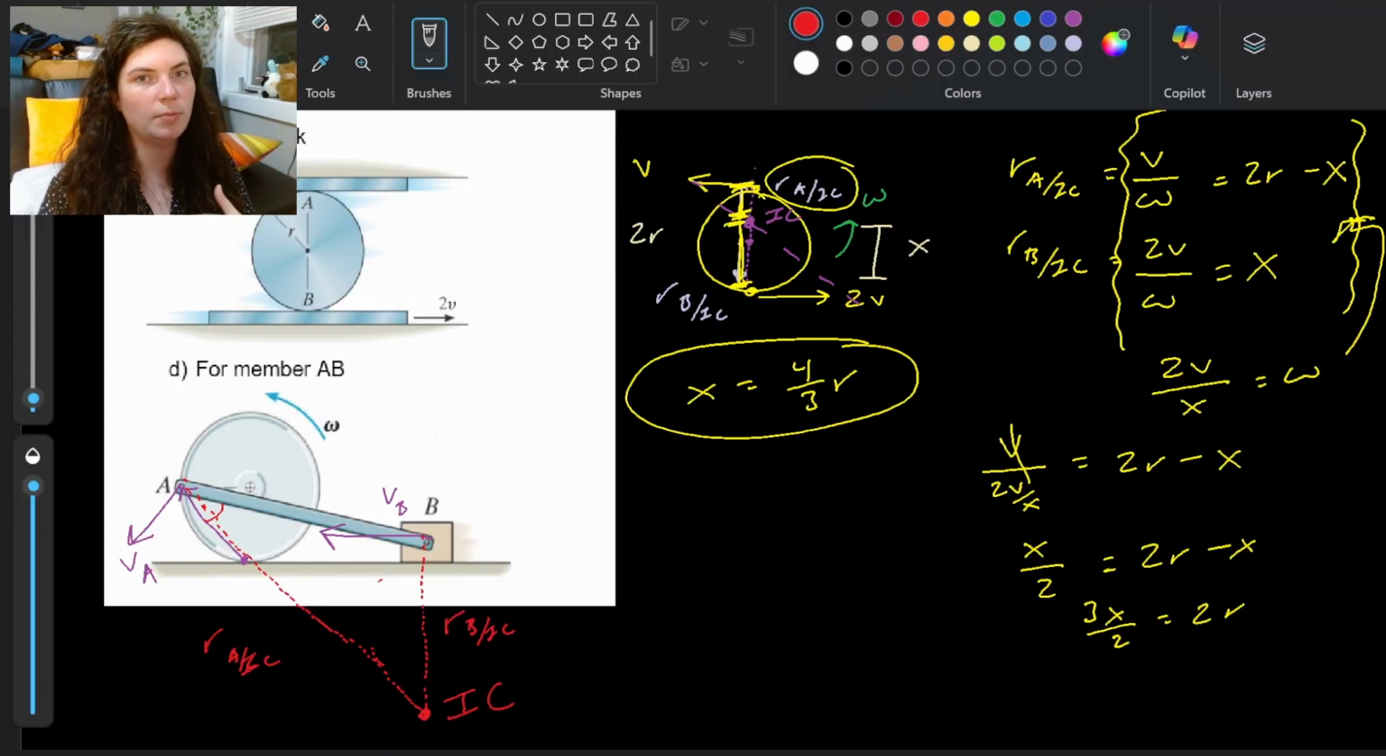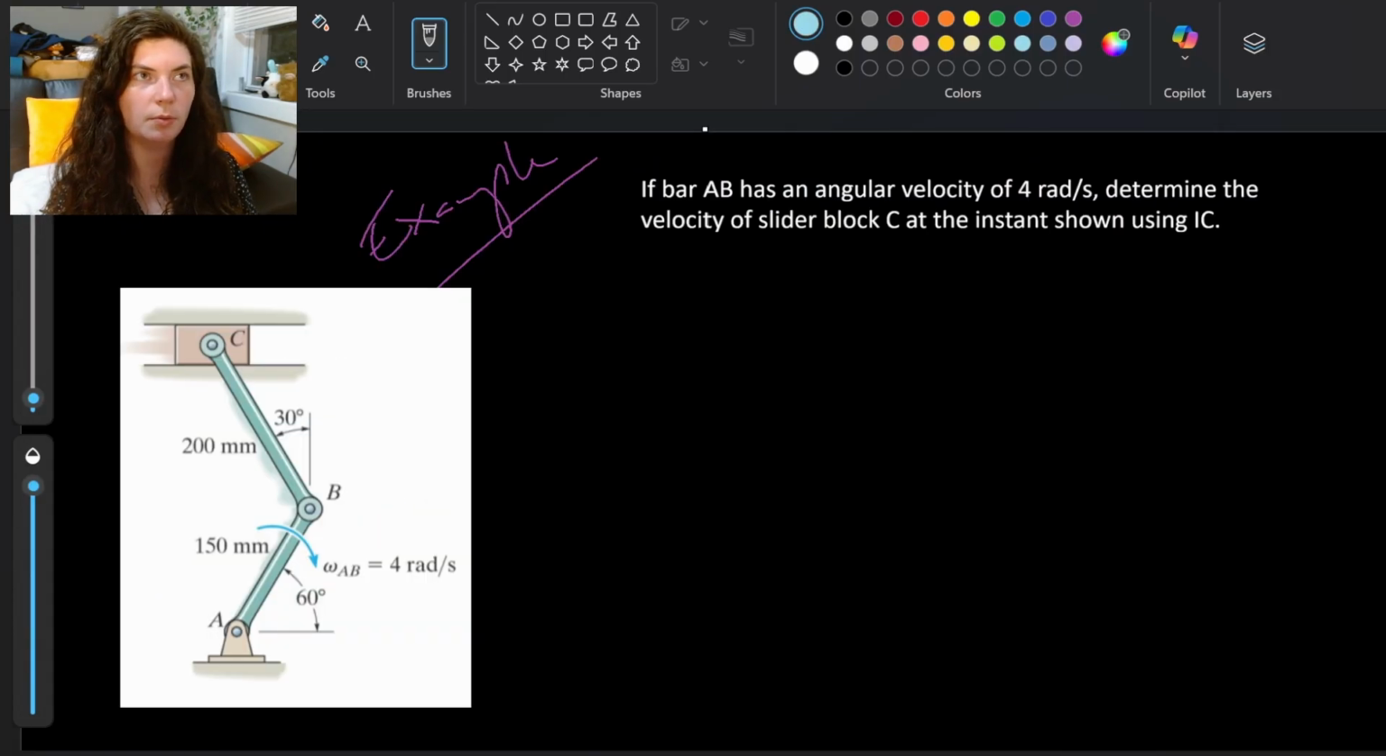And hopefully it'll make a little more sense as we get into some examples, so you can actually see how we use this center. Let's take a look at this first example, where we've got bar AB that has an angular velocity of 4 radians per second, and we want to determine the velocity of slider block C at the instant shown using the IC method. Alright, so looking at what we've got here, I'm going to break up these two bars into two different diagrams so we can look at what's going on here.